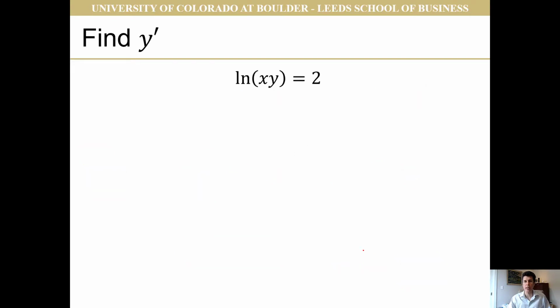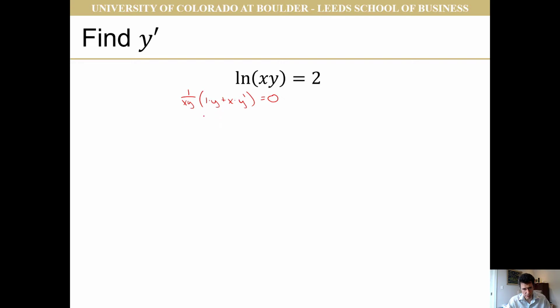ln of xy equals 2. Okay, so this derivative requires a chain rule, and then it's going to require a product rule after that. So the outer function's natural log, so we get a 1 over the inside function, xy, times the derivative of the inside function, which is going to require a product rule. Derivative of x is 1, so 1 times y plus x times y prime equals 0.